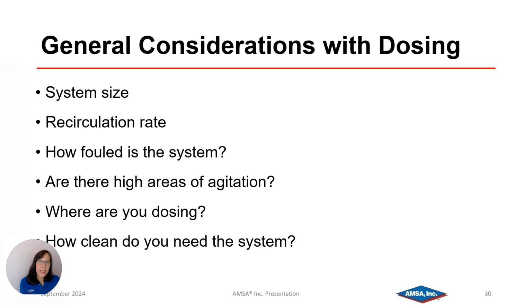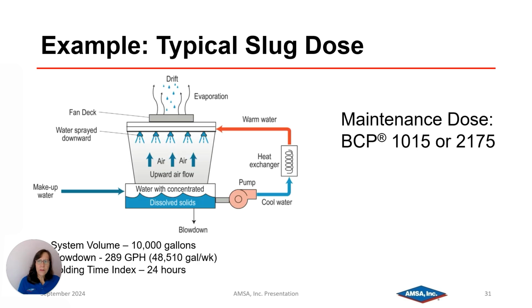And finally, how clean do you need the system? Whether you use a slug dose or a continuous dose system really depends on the level of cleanliness you need in the system. Let's take a couple examples of cooling water systems and look at the amount of chemistry needed for different types of dosing programs.